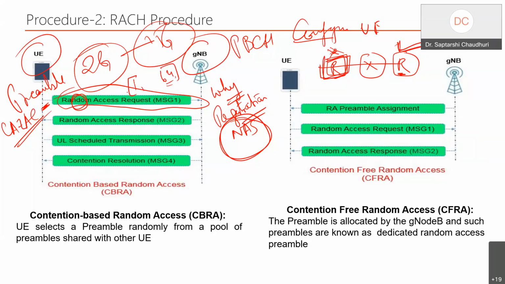He'll take one of the preamble here and send it to the network. Very easy to write the random access response. But in day 3, we'll deep dive into how the base station actually decodes this RACH preamble.